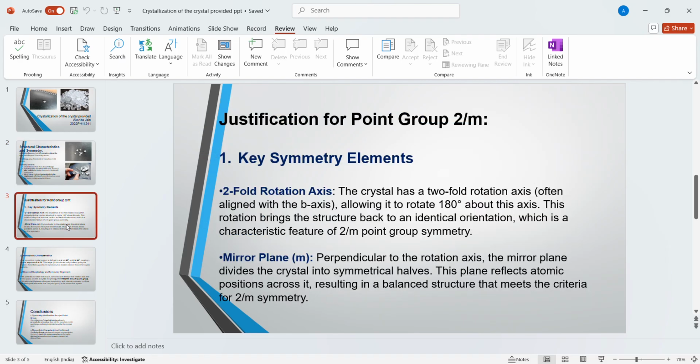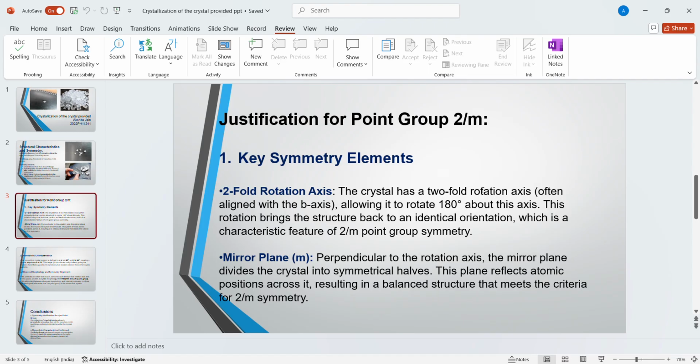Now we will give the justification for the point group 2/m, how and why it comes to be 2/m. Firstly, the key symmetry elements. There are two symmetry elements. First is the two-fold rotation axis. The crystal has a two-fold rotation axis, often aligned with the b axis, allowing it to rotate 180 degrees about this axis. This rotation brings the structure back to an identical orientation, which is the characteristic feature of a 2/m point group symmetry.